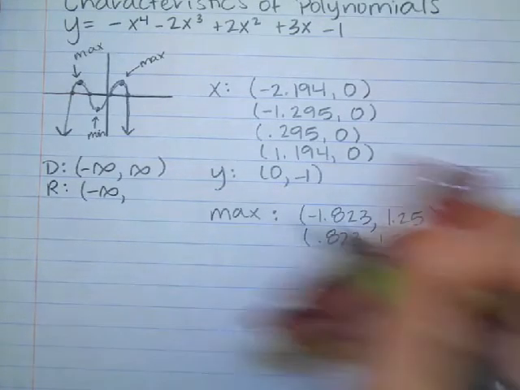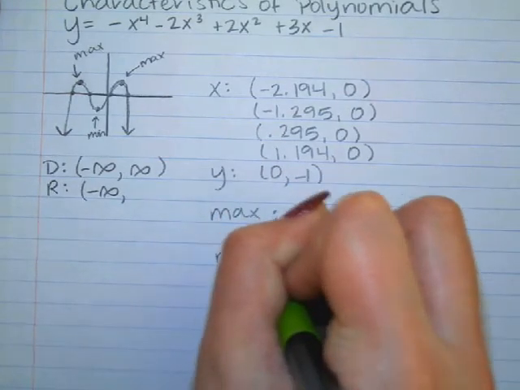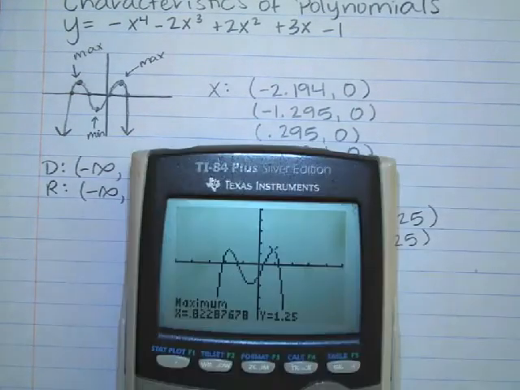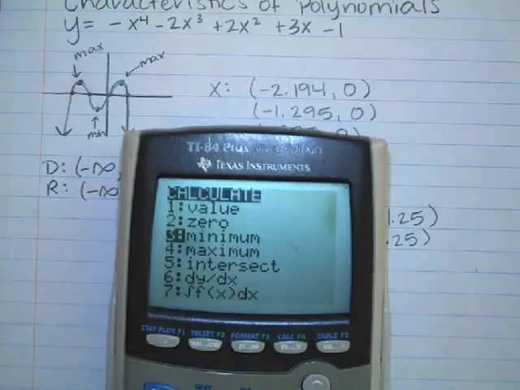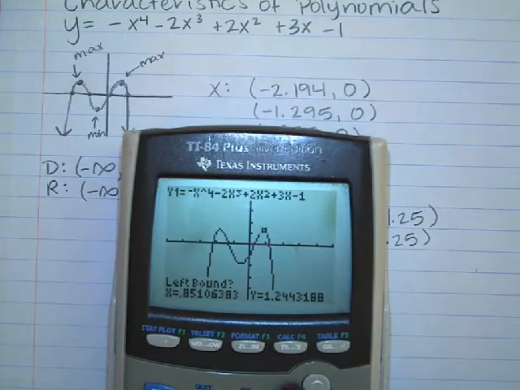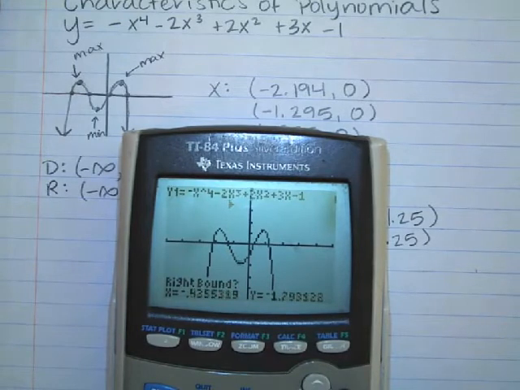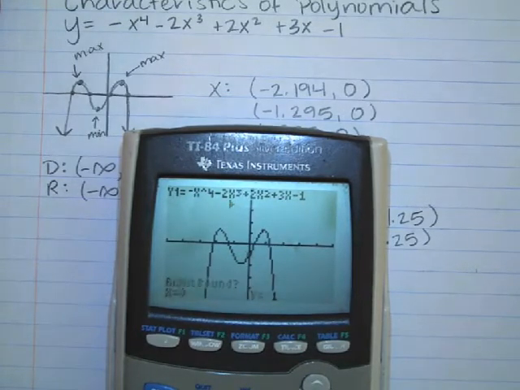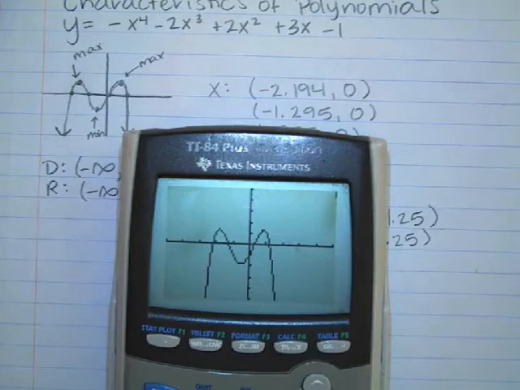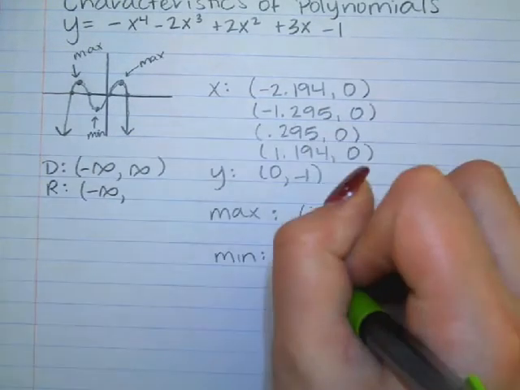Okay. And then we have a min. So for the min, we're going to do second trace number 3 this time. And for the left bound, we're going to go to the left side of the valley. And for the right bound, we're going to go to the right side of the valley. I'm hiding my answer from you.